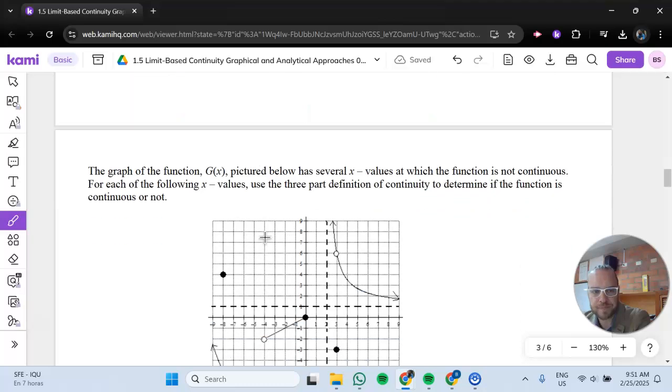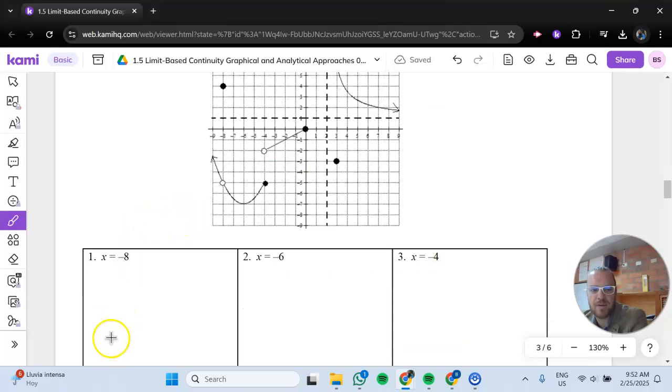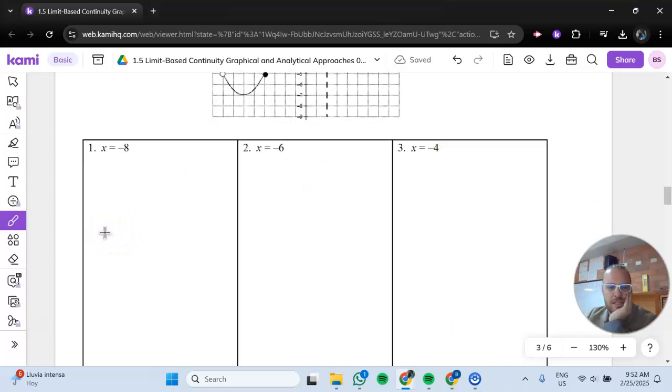All right. Take a look at another function here. We got g of x, which is, of course, another piecewise function. And we've got several values where it is not continuous. Okay, we're going to use our three-part definition to figure out if it's continuous or not. So at x equals -8 here. So we don't actually need the graph necessarily, other than to find our values. But this is the idea, is we're trying to get to a point where we don't need to look at it, because we can look at it and tell really quickly if something is continuous.